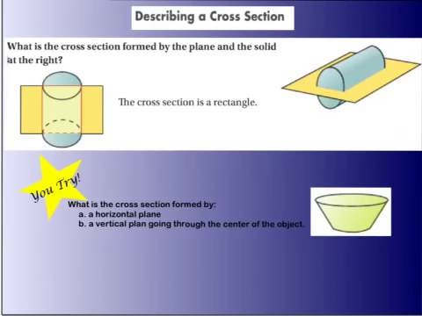So here we've got an example that we're going to look at. It's asking what the cross-section is using this plane and the solid at the right. So you see that you have a cylinder here, almost like a Pringles can or a can of Monster. And if you take a cross-section going across the length of that can, you're going to end up with this shape here.